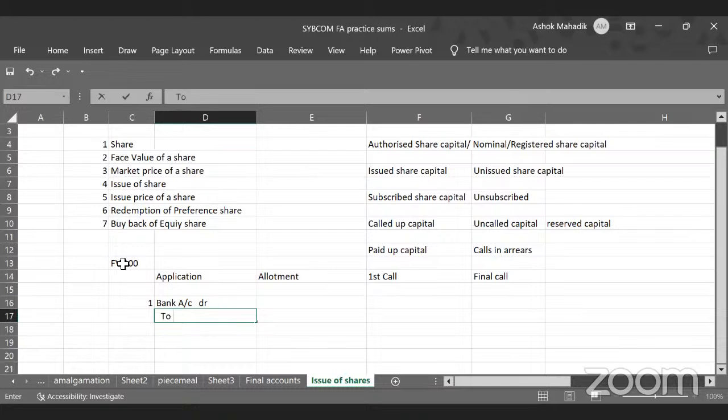Suppose it is equity share capital, you will write equity share application account. Very simple. These entries are fixed. Only the amount will change. Clear? What I told you: the first stage is application, second is allotment, third is first call, and fourth is final call. Clear?